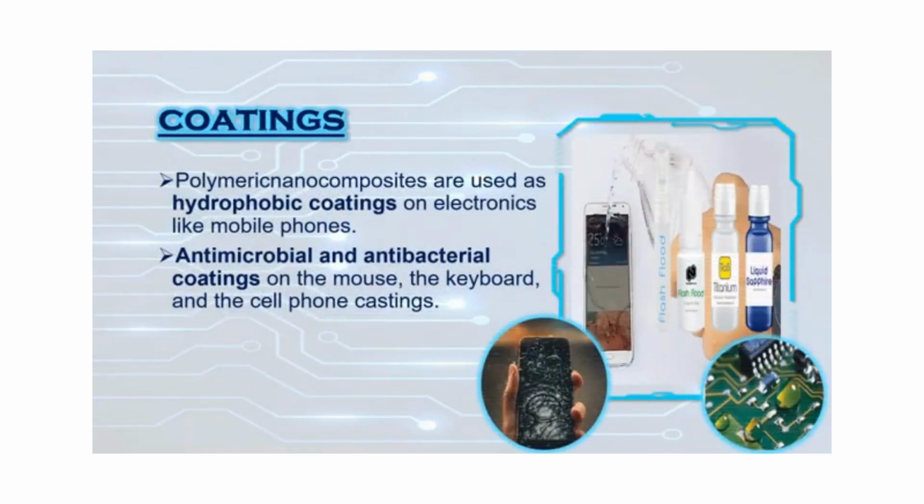Coating. Nanotechnology has also found its use in coatings. Polymeric nanocomposites are used as hydrophobic coatings on electronics like mobile phones. These coatings increase the contact angle between the water or liquid and the surface of, for example, mobile phones. Due to this increase in contact angle, the water forms a droplet and sheds off from the surface. Moreover, nanomaterials are also used as antimicrobial and antibacterial coatings on mice, keyboards, cell phones, casings, etc.